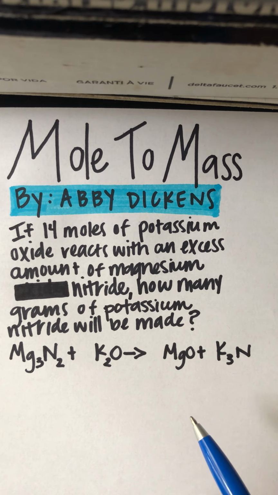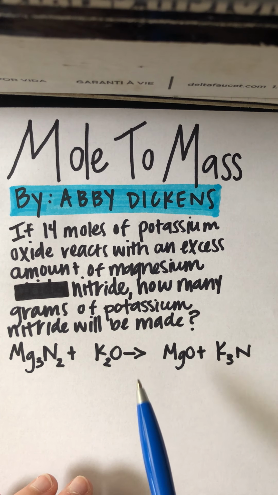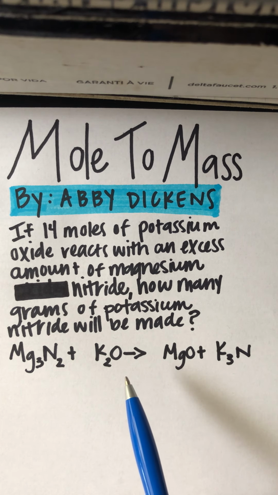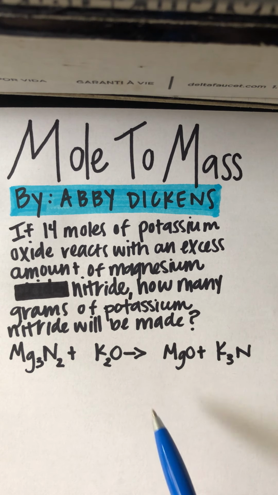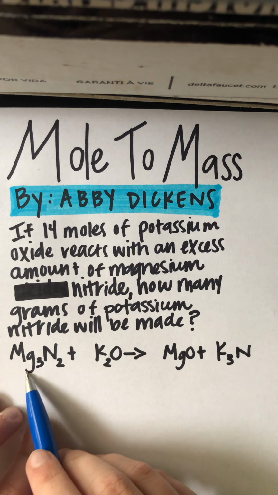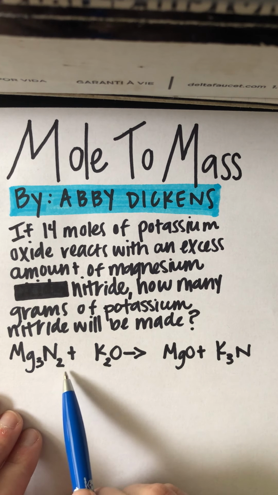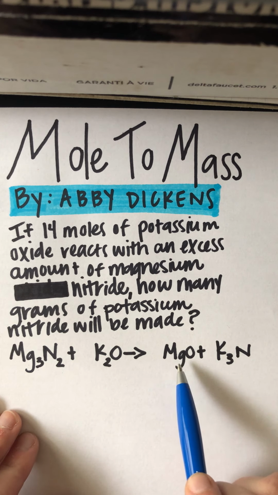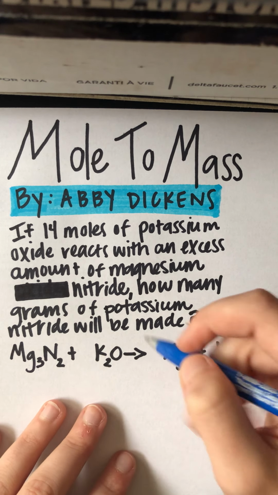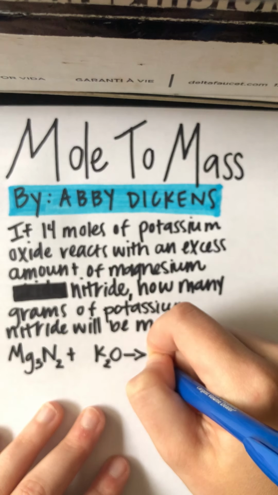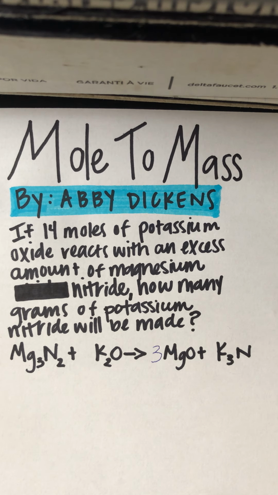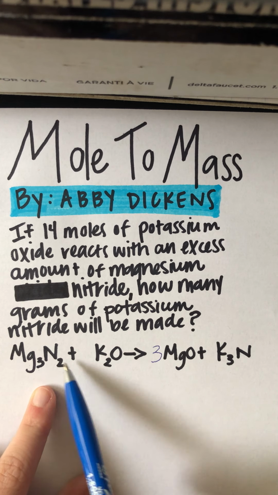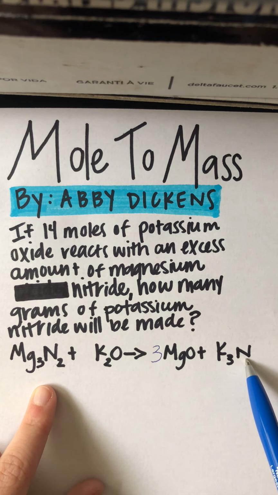Before we can actually get working on our stoichiometry problem, we want to make sure we have a balanced equation to make sure that our mole-to-mole ratio will be right for our problem. So first, let's check each individual element and make sure we have the same amount on this side as we do on this side. For magnesium, we have 3 over here, and we only have 1 over here. So we already know that we're going to have to add a 3 right here. Now, as I move to my next element, I have 2 here for nitride and only 1 here.